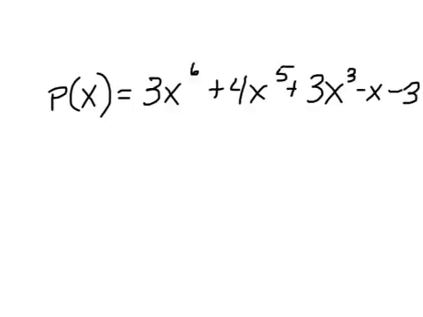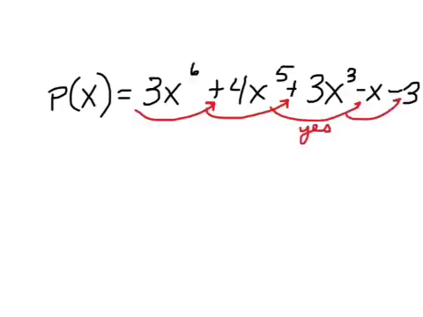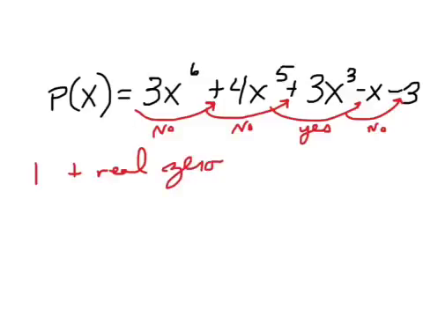What I'm going to do here is count how many sign changes I have according to the original. From here to here, did the sign change? No. From here to here? No. Did the sign change here? Yes. From there to there? No. So this went from positive to positive, which is no. Positive to positive, no. Positive to negative, yes. Negative to negative, no. There is one positive real solution, or real zero, in this particular problem, according to Descartes' rule of signs.